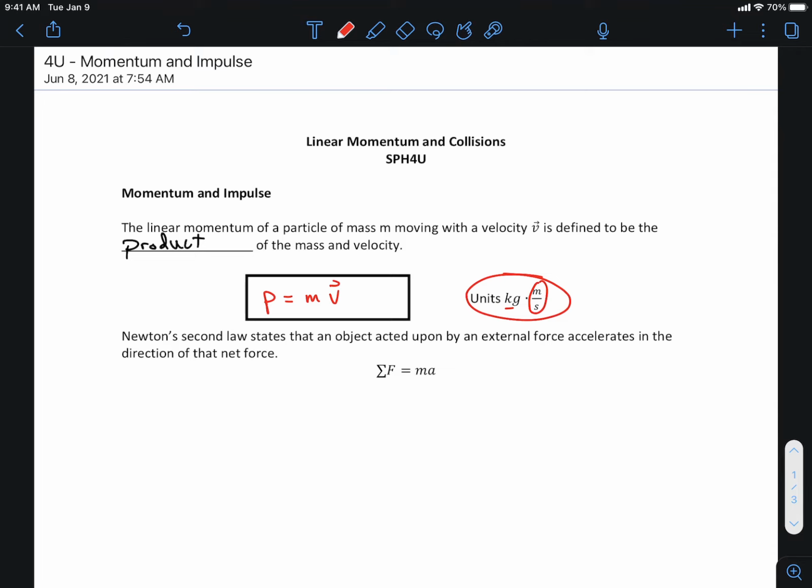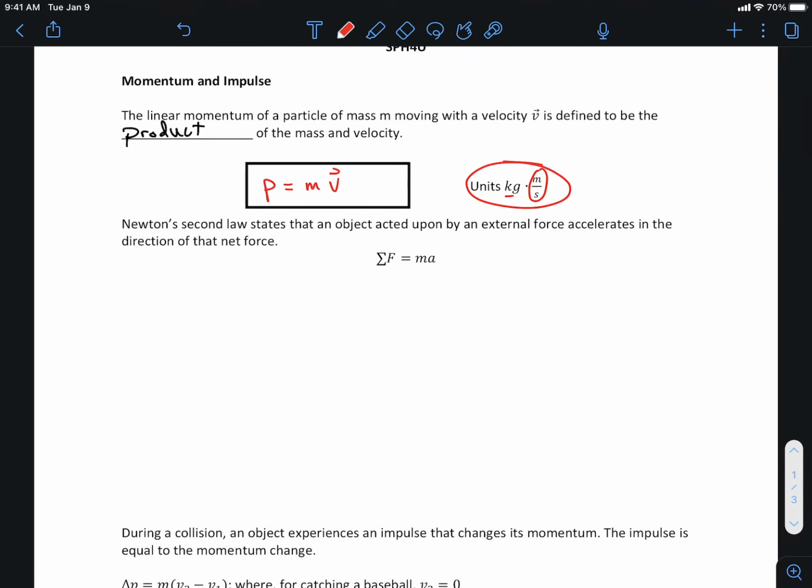Newton's second law states that an object acted upon by external forces accelerates in the direction of that net force. We already saw that back in Unit 2. If the sum of the forces does not equal 0, then the object has to accelerate. So if the net force on the system is not 0, we're going to see a net acceleration in the direction of that net force. That's what that statement is saying, and we can run with this.